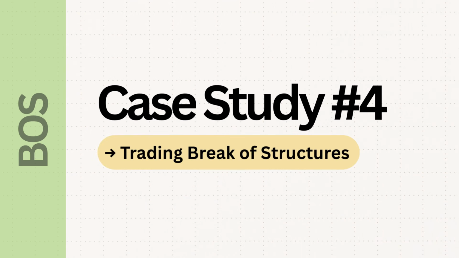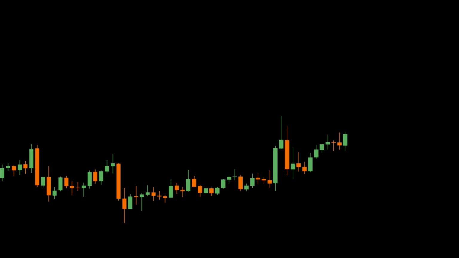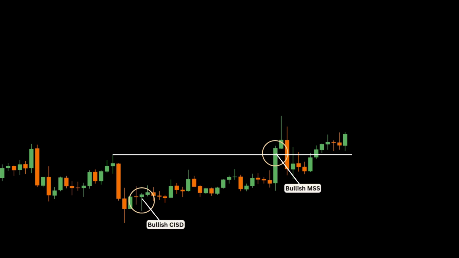So now let's look at a few examples to understand what BOS actually looks like on a chart. Let's continue using the same chart example from earlier. Previously, we identified the bullish CISD first, followed by the bullish MSS once price closed above the major swing high. But now I want you to pay attention to what happens after the MSS forms. The market starts consistently creating higher highs and respecting bullish structure afterward.